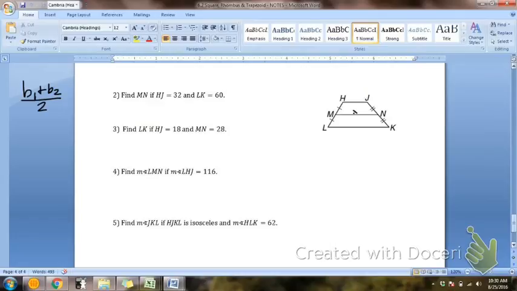So you would set up 32 plus 60 divided by 2. So 92 divided by 2 is what? 46. So the measure of MN is 46.